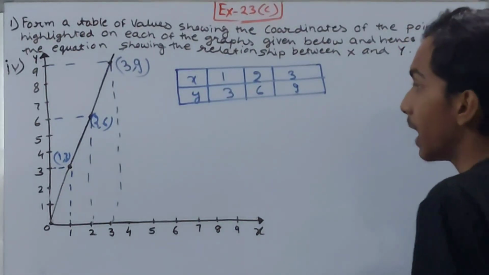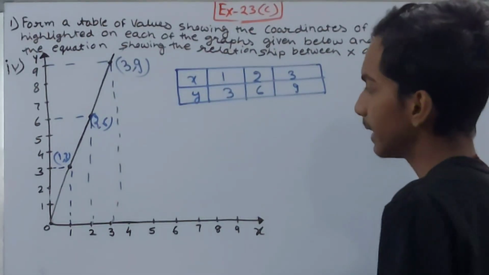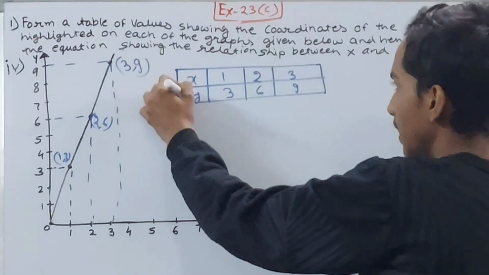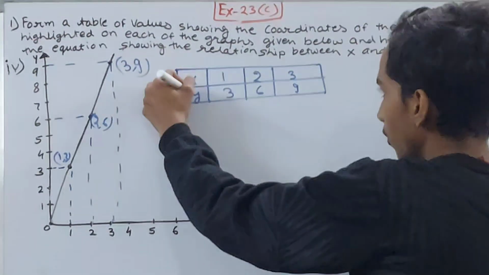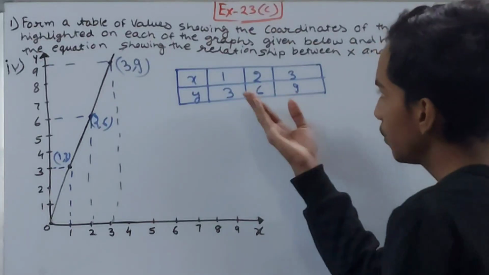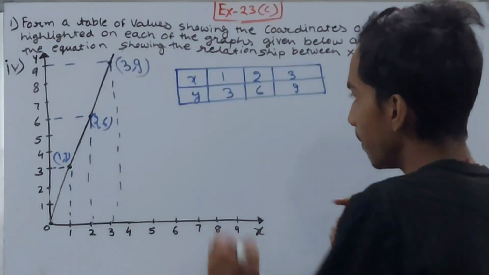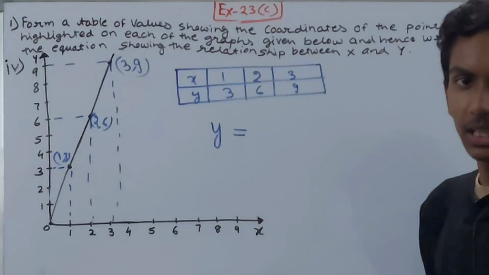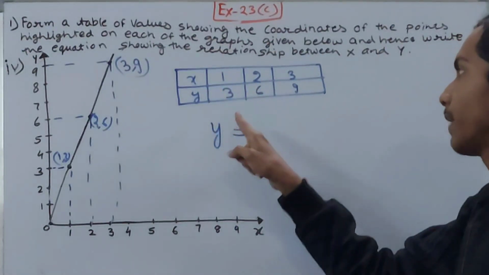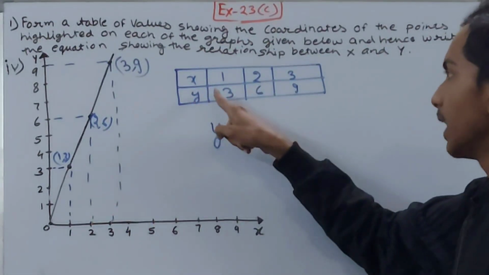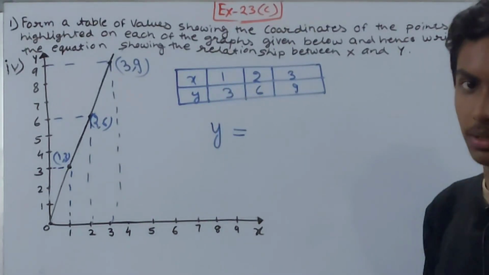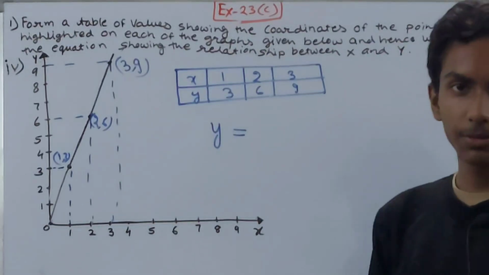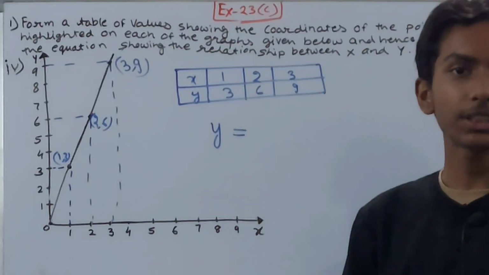Now comes the main part. How do we find the equation that this graph is representing? For that you have to look at the relationship between x and y. Something or the other you will find here. Can you see the value of y? The value of y is always thrice the value of x. Yes, 3 times the value of x. y is 3, which is 3 times 1. Then y is 6, which is 3 times 2. Then y is 9, 3 times 3. Yes, so it is thrice the value of x.